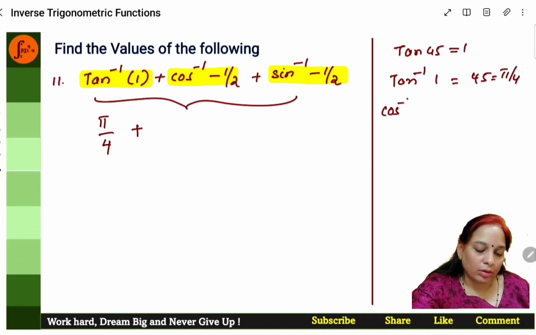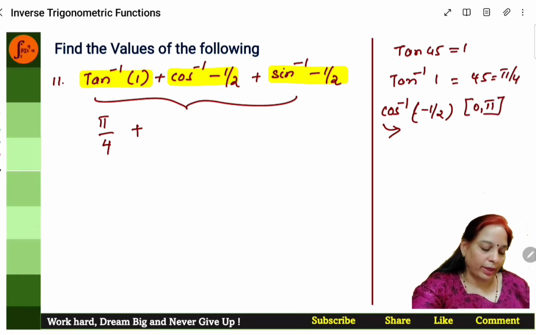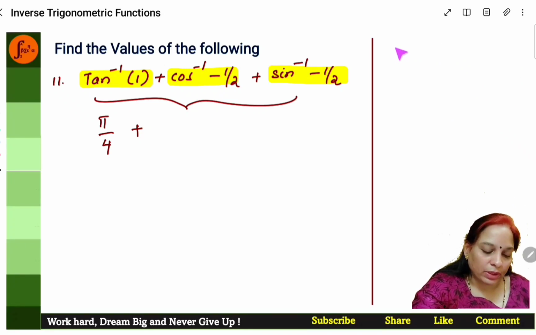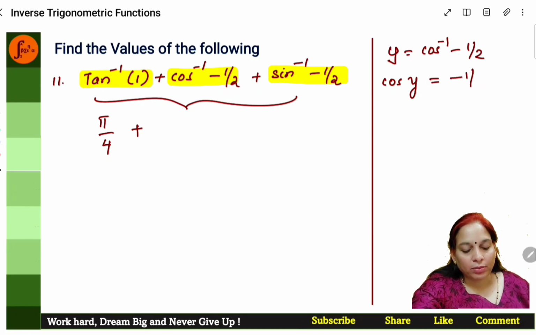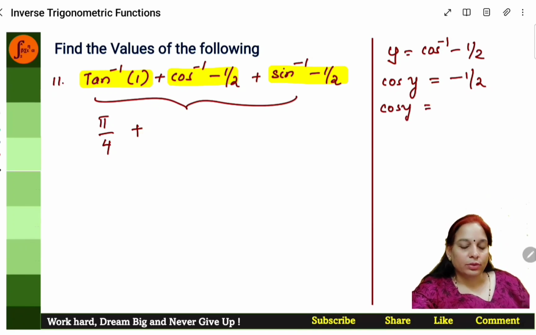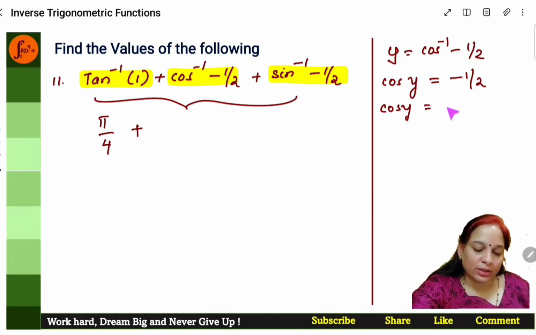Cos inverse of minus half. Notice it's a negative value and cos inverse cannot give negative angles, right? Because the range is between 0 to pi. So we'll say y is equal to cos inverse of minus half, which means cos y is equal to minus half. So half is nothing but cos 60, right? Cos 60 is half, that is nothing but pi by 3.